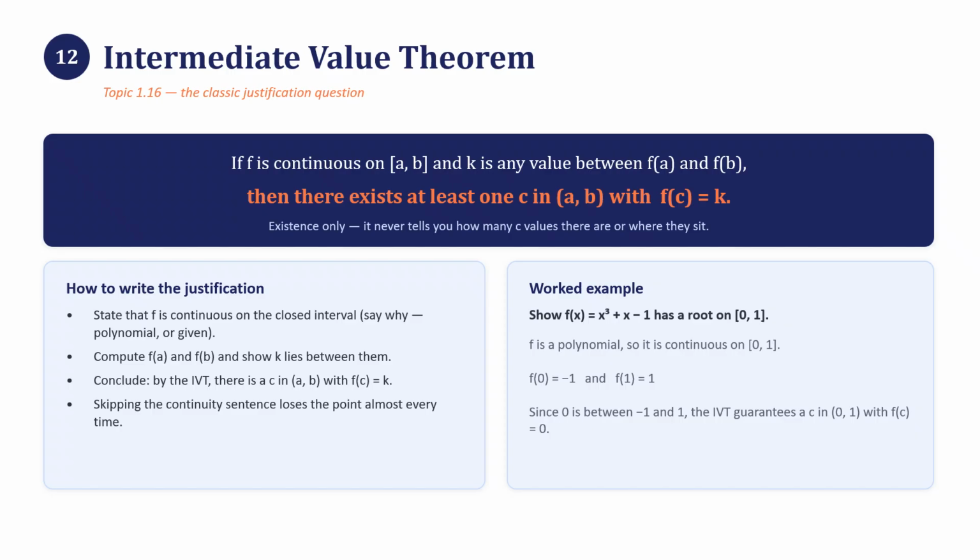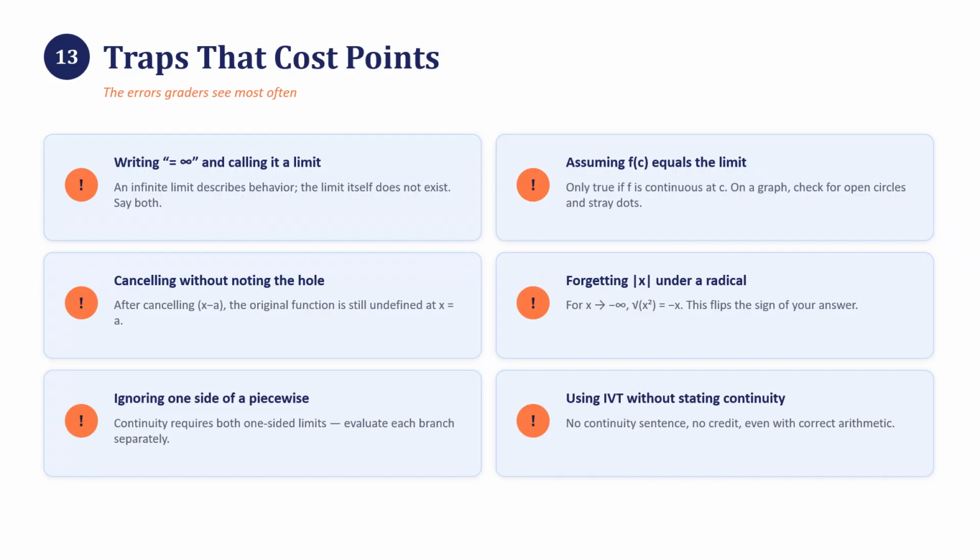Next is the IVT, which is important. It says if f is continuous on A to B and k is any value between f of A and f of B, then there exists at least one value c in A to B with f of c equals k. To write the justification, state that f is continuous on the closed interval, say why, the polynomial given, compute f of A and f of B and show that k lies between them, and conclude by saying by the IVT, there is a c between A and B where f of c equals k. Skipping the continuity sentence loses the point every single time, so make sure you do it. And here's an example.